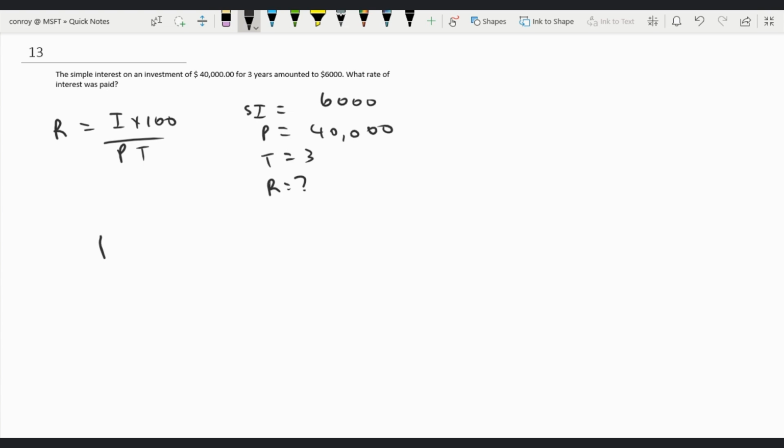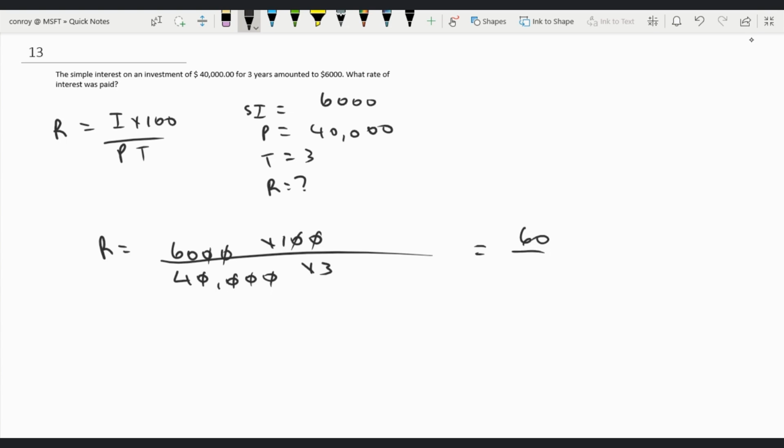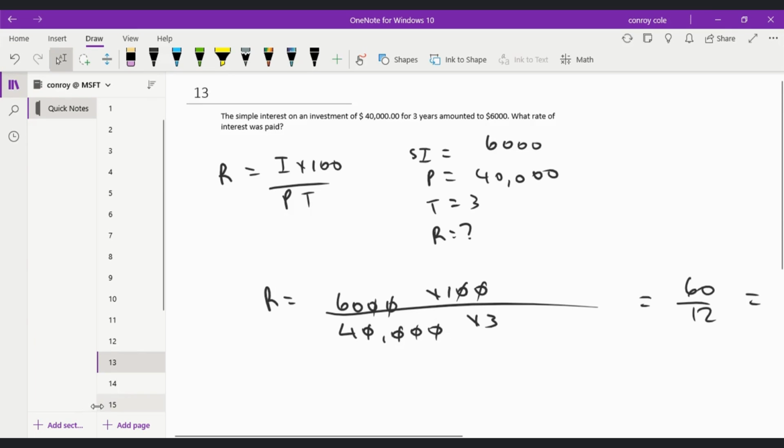All right, so our R is equal to our 6 times 100 by 40 zeros. Is equal to 5%. Our rate is equal to 5% per annum.